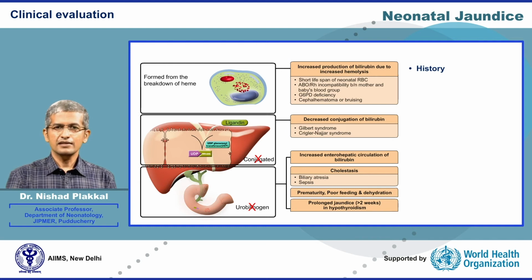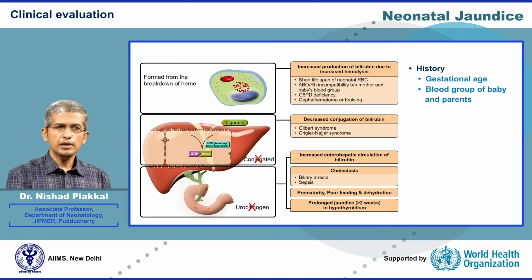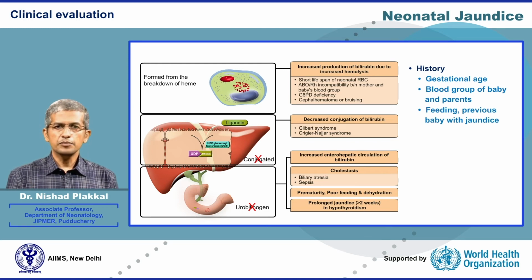We should elicit the relevant history in any baby with jaundice. Find out the gestational age of the baby, find out the blood group of the mother and the baby, and find out if the baby has been feeding well or has been otherwise having any other symptoms. If a previous baby had jaundice that required treatment, that is an important risk factor for jaundice.